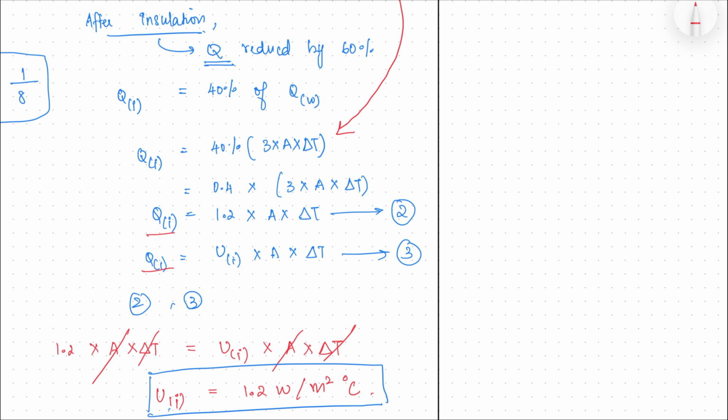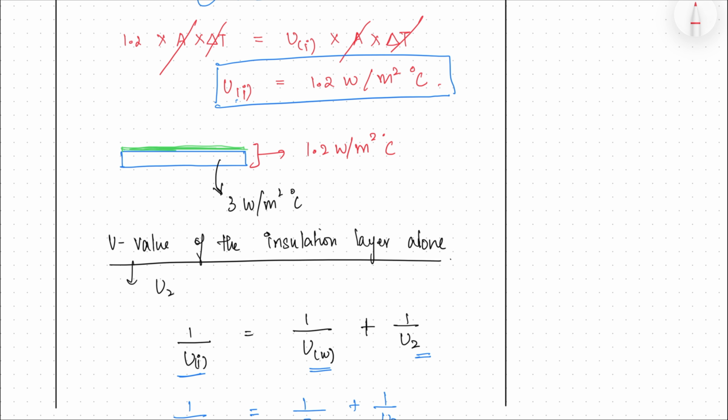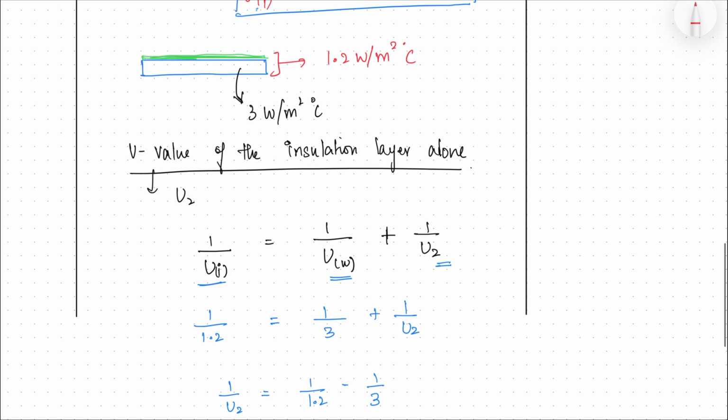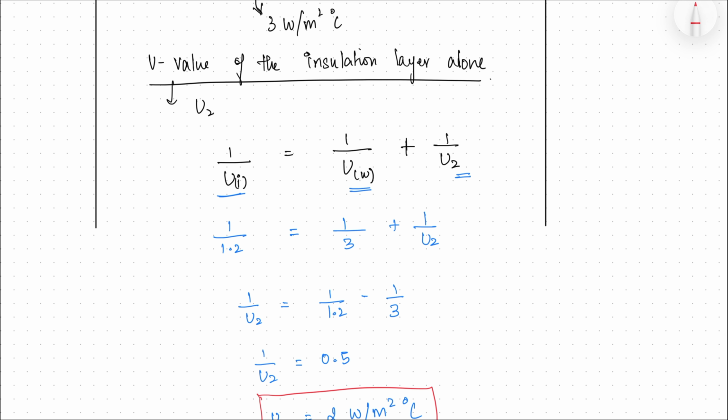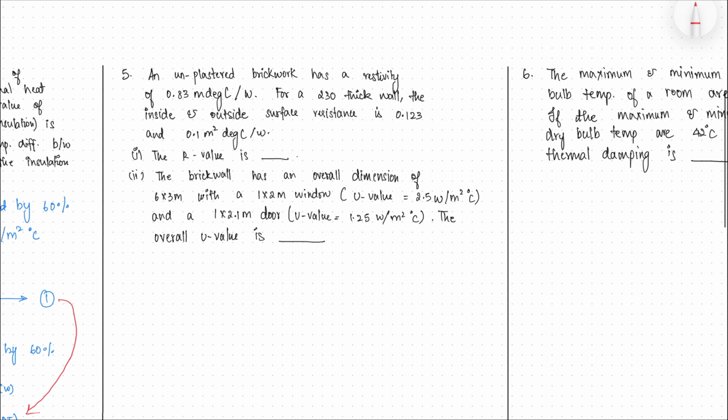And this 1.2 watt per square meter degree Celsius is basically of the insulated roof, which means the roof slab plus the insulation layer. But here they've asked us to find the insulation layer's U value alone. So what do we do? We again put it to the thermal resistance formula, and we try to find the U value of the layer alone, which gives you 2 watt per square meter degree Celsius. Now let's move on to the next sum.